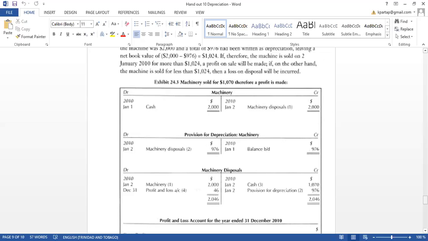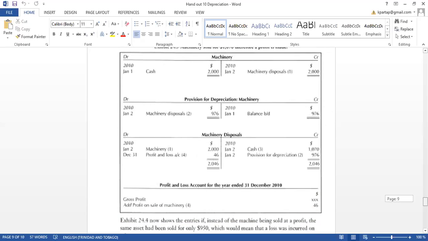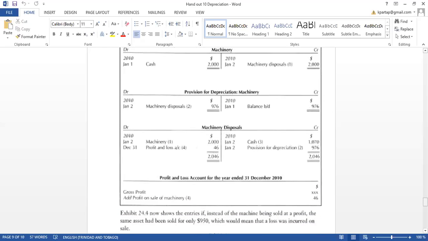Now, the cash is how much they sold the machine for. They sold the machine for $1,070. We received that cash, so we'll debit the cash account and we'll credit the machine disposal account. So we're seeing it credited here, that cash now of $1,070. Now what we need to do is balance the machinery disposal account.